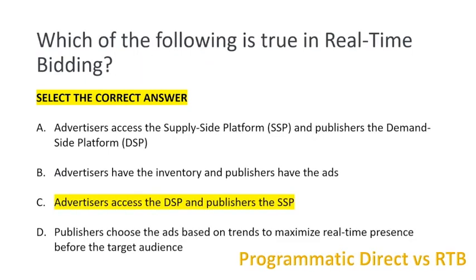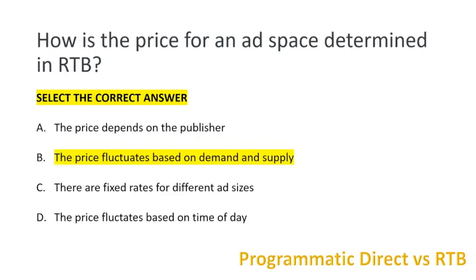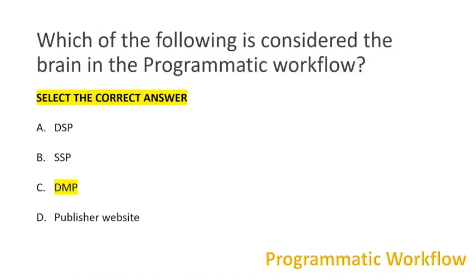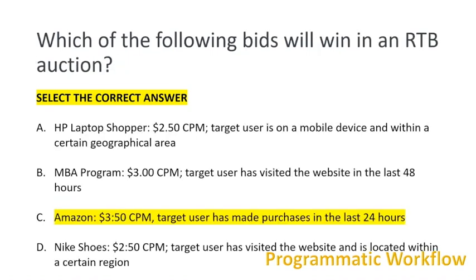Which of the following is true in real-time bidding? A. Advertisers access the DSP and publishers the SSP. How is the price for an ad space determined in RTB? A. The price fluctuates based on demand and supply. Which of the following is considered the brain in the programmatic workflow? A. DMP. Which of the following bids will win in an RTB auction? A. Amazon, $3.50 CPM. Target user has made purchases in the last 24 hours, the highest bid.